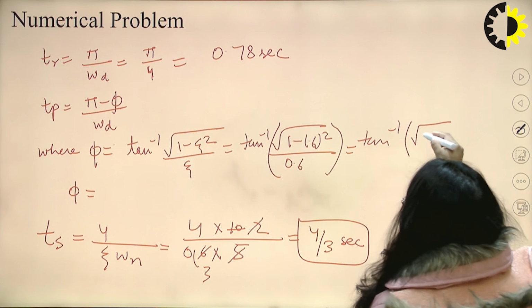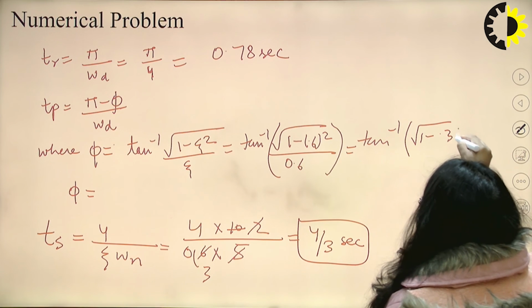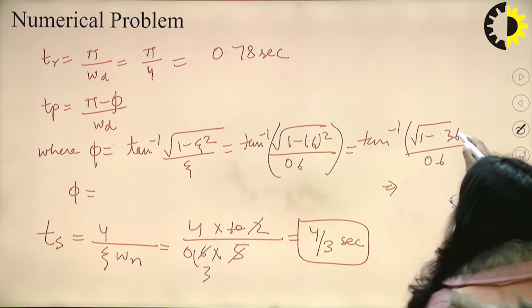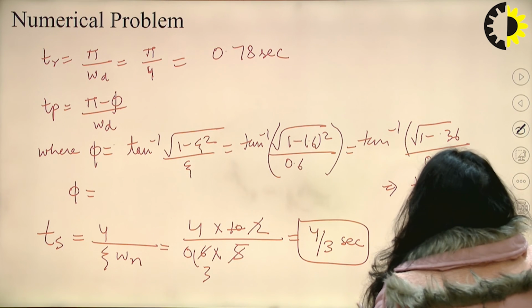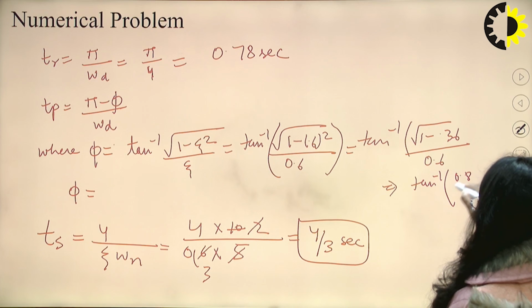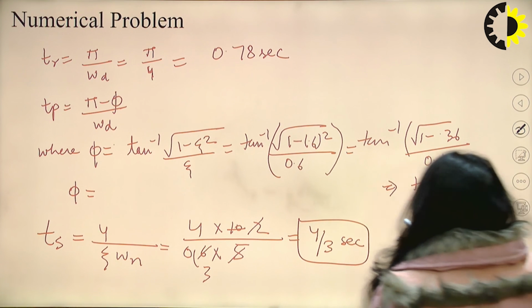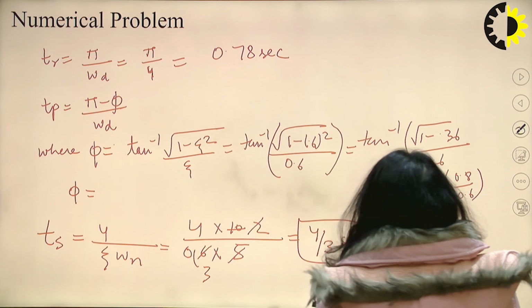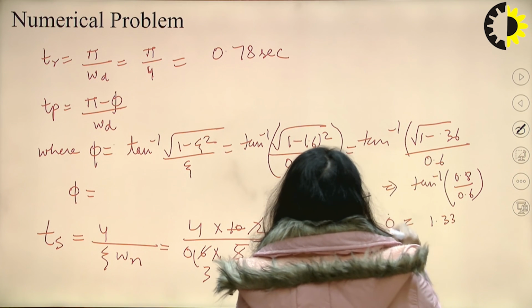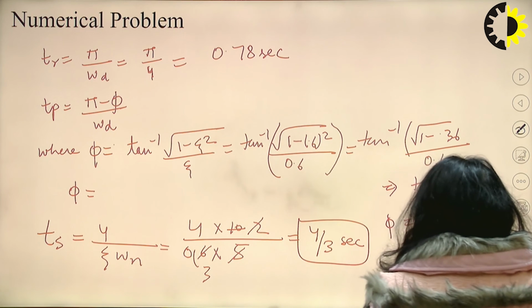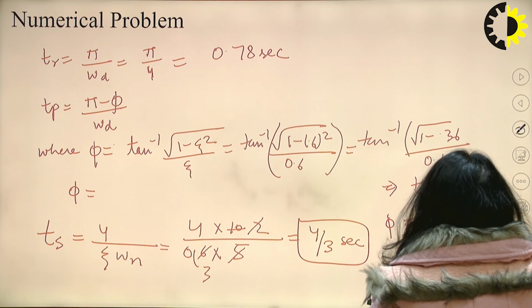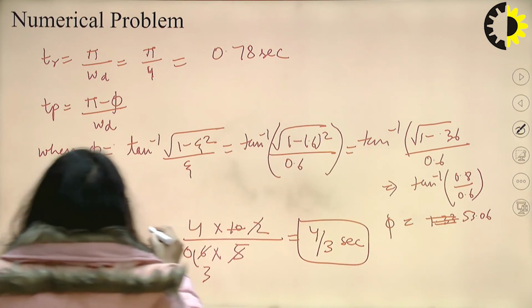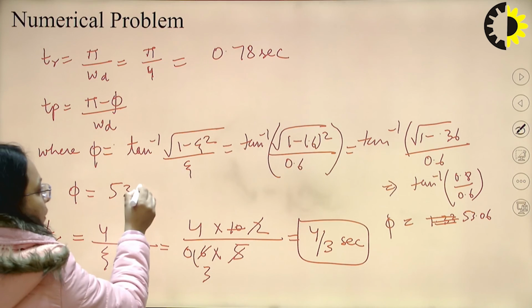Now we can calculate the value of phi, which is tan inverse under the root 1 minus 0.36 upon 0.6. So it will be coming out to be 0.64. That means tan inverse of 0.8 upon 0.6, the value will be 1.33. So, while solving, the value will be 53.06. Okay, phi is 53.06 here.